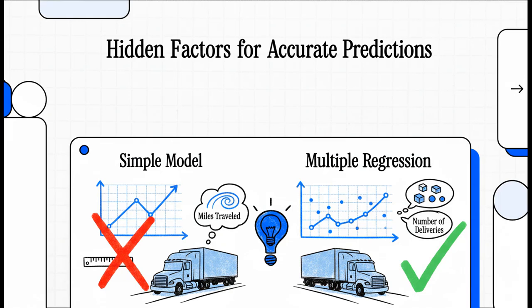All right, today we're going to dive into a really powerful statistical tool. It's one that helps us find the hidden factors behind the data we see every single day. It's called multiple regression, and you'll see it's all about getting the whole story, not just that first obvious chapter.